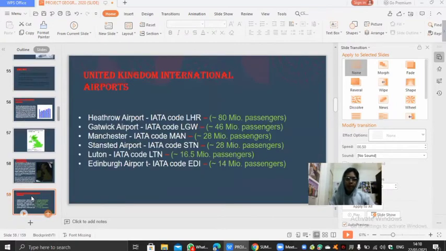Okay, next. This is the United Kingdom's international airports: Heathrow Airport, Gatwick Airport, Manchester Airport, Luton Airport, and Edinburgh Airport.